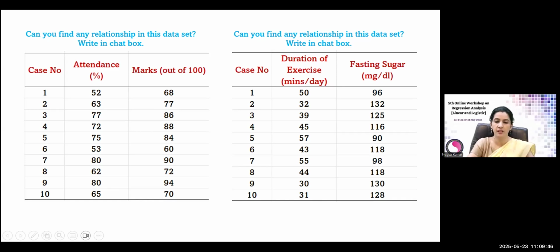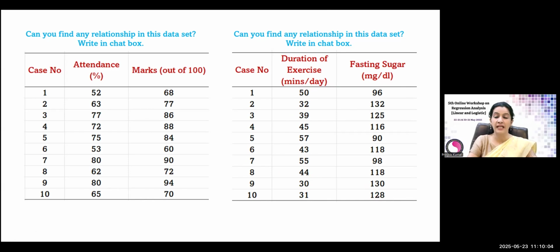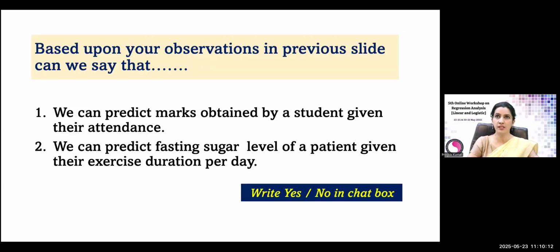Here, if you see the duration of exercise, if it is 50 minutes, it is 96. But if it is very less, 30, then the sugar is high. So this is a negative. Linear, we cannot say now, we'll have to see, but yes, there is a linear relation. There is a negative or positive that we can see. So based on these equations, we can predict the marks obtained by a student given their attendance, and we can predict the fasting blood sugar of a patient given their exercise duration per day.